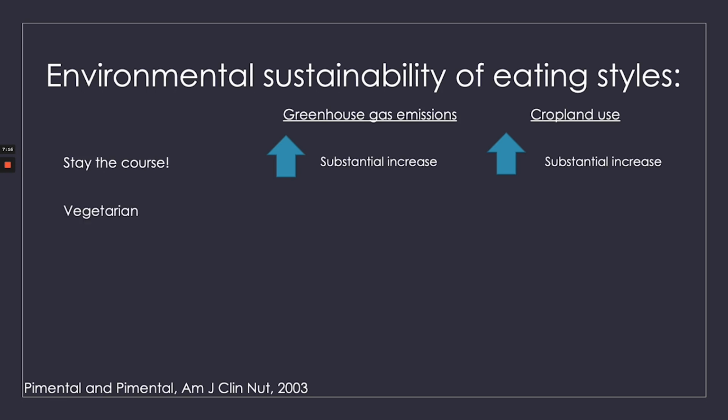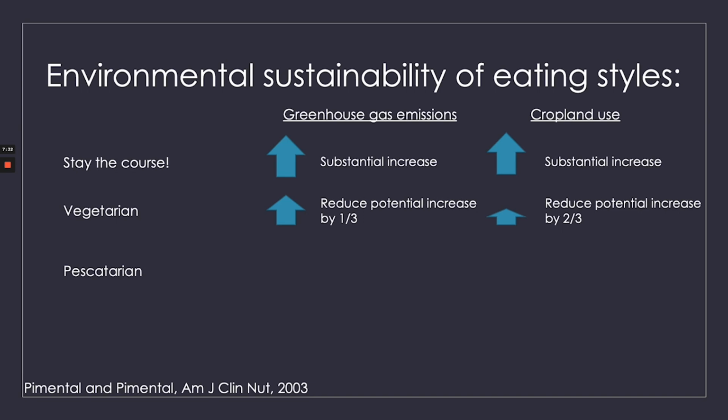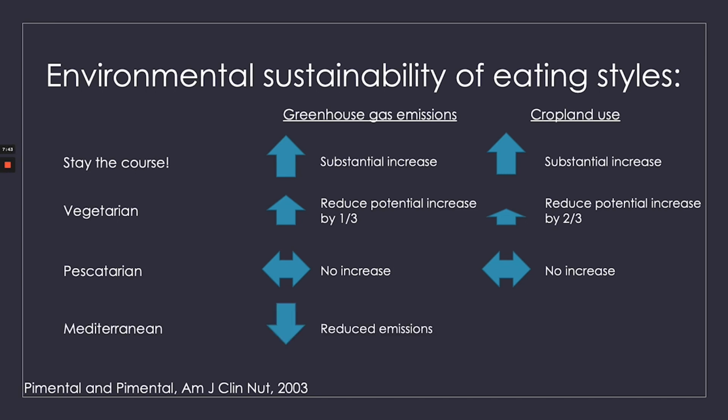If we adopt a fully vegetarian style, we will still have an increase, but it will be reduced by 1/3 from the stay the course. And we will still have an increase in cropland use, but it will be reduced by 2/3. If we adopt a pescatarian eating style, we'll see no increase in either greenhouse gas emissions or cropland use. And finally, if we adopt a Mediterranean style of eating, it's predicted there will be both reduced greenhouse gas emissions and reduced need for cropland. So this is something to consider of these. This suggests that the Mediterranean is going to be the most sustainable of the diets for the future.